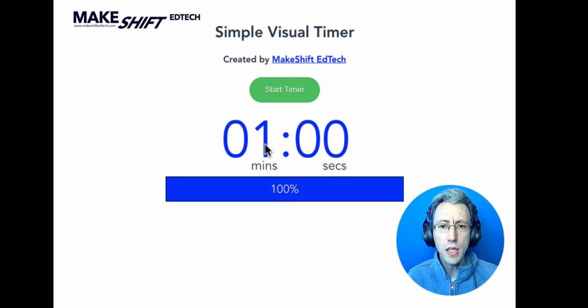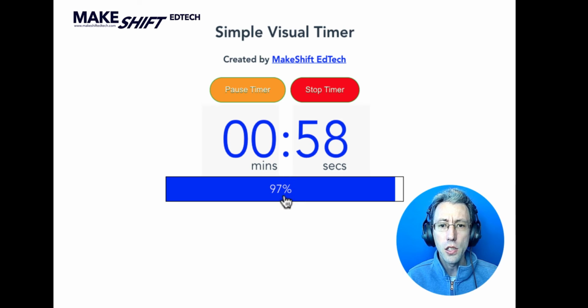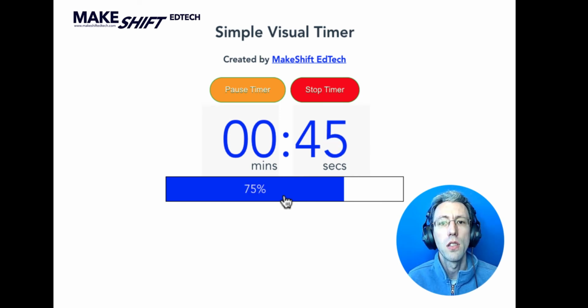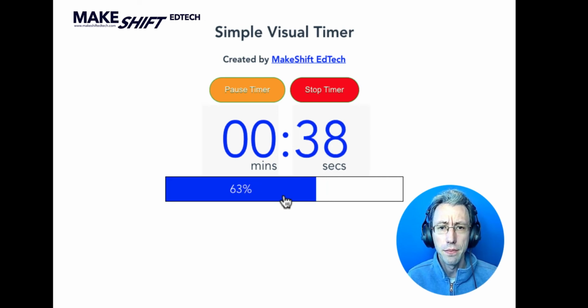So if I set the timer for 1 minute and hit start, it shows the percentage of time they have left. That means you can give them cues and say, if you're working independently on something, by 50%, this is how much you should have done. By 20%, this is how much you should have done. It teaches them time management as well as giving them check marks along the way.